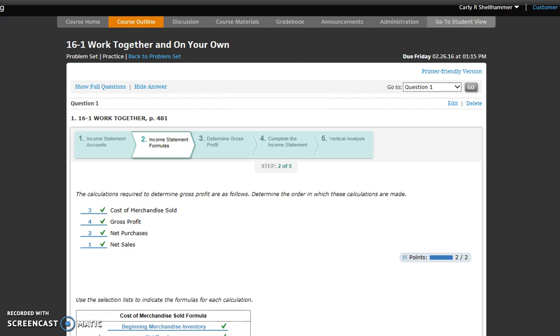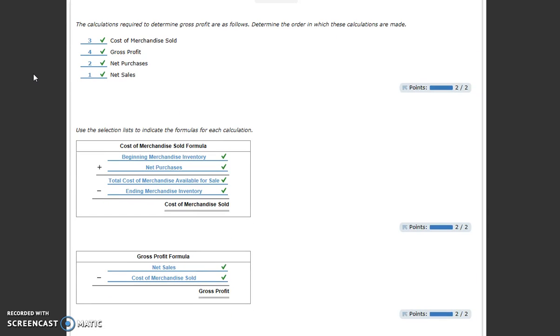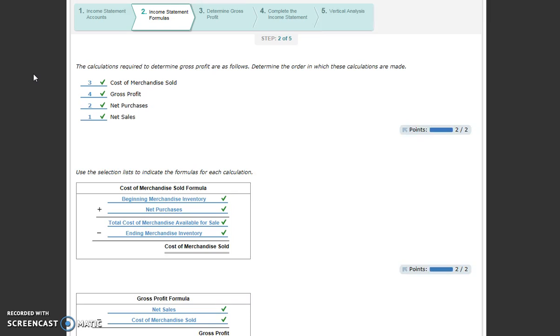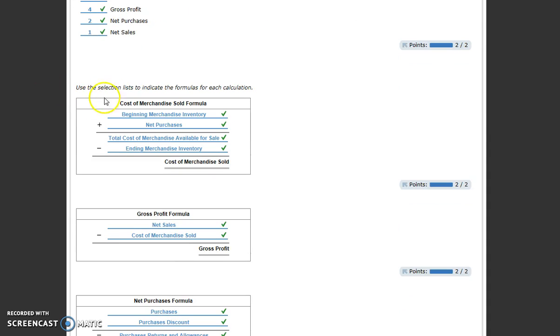Okay, here on step 2, we have the calculations required to determine gross profit are as follows. Determine the order in which these calculations are made. We've got cost of merchandise sold, gross profit, net purchases, and net sales. You see what order those are in. And we went over this when I just talked about how we calculated everything. And then use the selection list to indicate the formulas for each calculation.